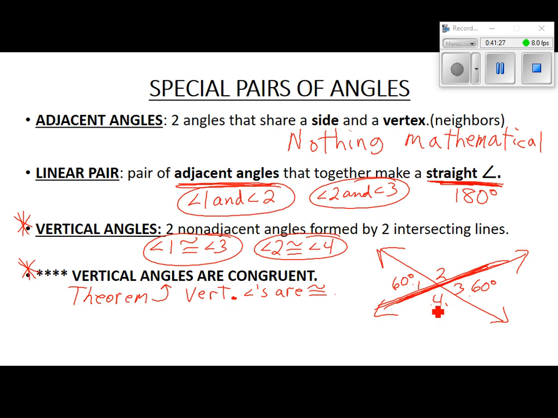I didn't write them all down because I don't have space. Would 4 and 2 form a linear pair? No, 4 and 2 are what? They're vertical angles. What do we know about a linear pair?